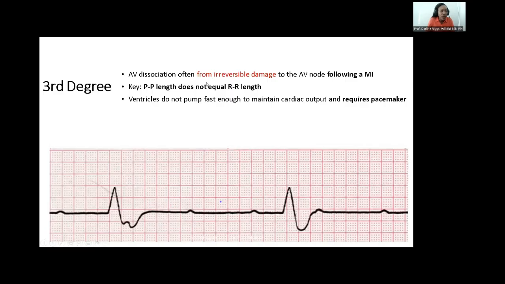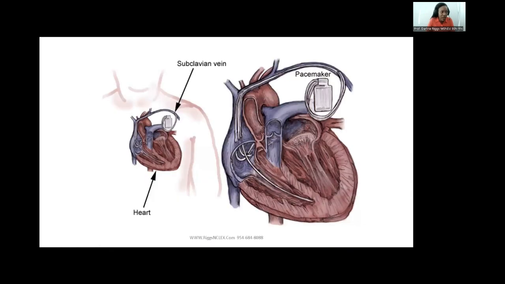Okay. Now, third degree, there is definitely damaged tissue and it's irreversible. This is usually after a myocardial infarction. You count your Ps and Rs, they don't equal. Ventricles do not pump fast enough to maintain cardiac output. They definitely need a pacemaker. You see here, they're dropping heartbeats. That's a third degree. Only treatment at this point is a pacemaker. Okay. So we'll talk about pacemakers.